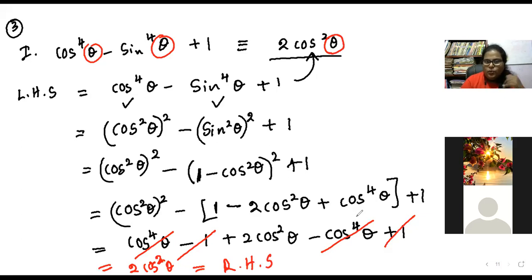Right? So that's the way we construct our solution for these types of questions, where we are given some trigonometric identities to prove. Is it clear for you?